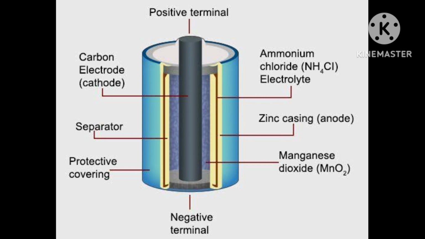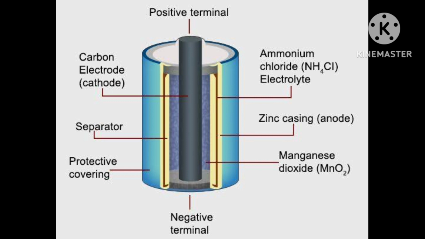The cathode is a carbon rod, also called graphite rod, and it is in the middle. Carbon rod or graphite rod is used as a cathode. Between the zinc and the carbon rod, a space is there. The electrolyte will be there, which is filled with a moist paste of ammonium chloride, NH4Cl.